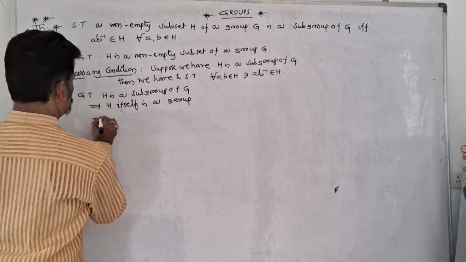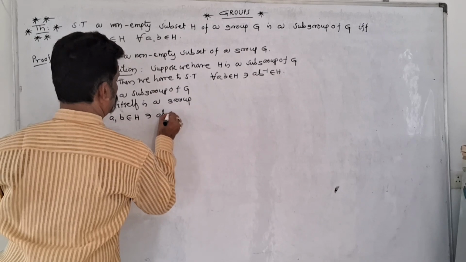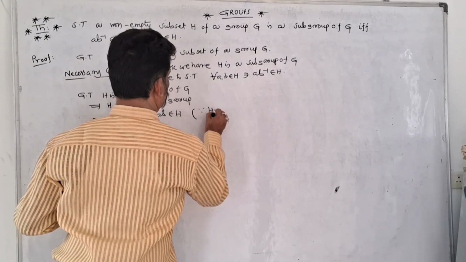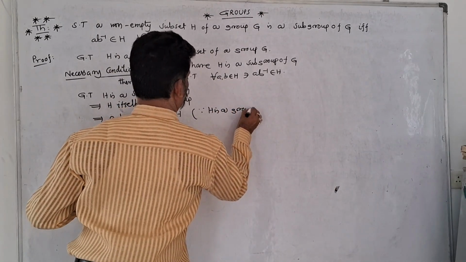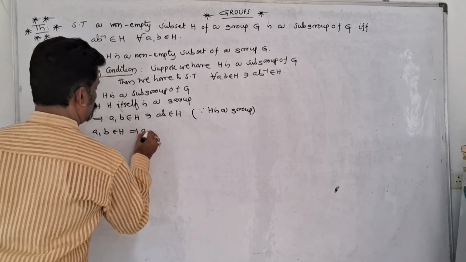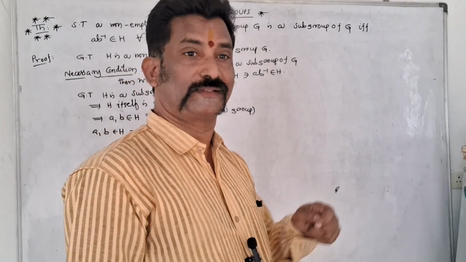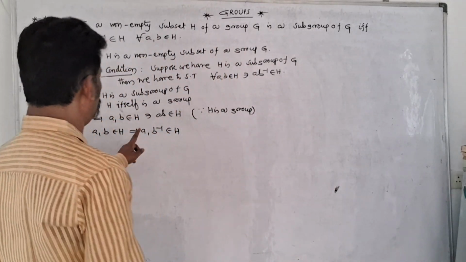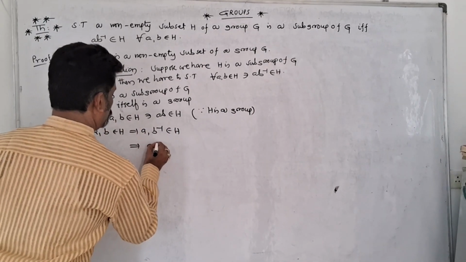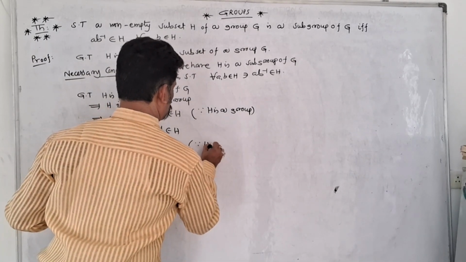So, this implies A, B belongs to H such that AB belongs to H, by the closure property, since H is a group. Now, next: A, B belongs to H implies B inverse also belongs to H, since every element in H has a unique inverse. That implies A into B inverse also belongs to H, since by the closure property, H is a group.